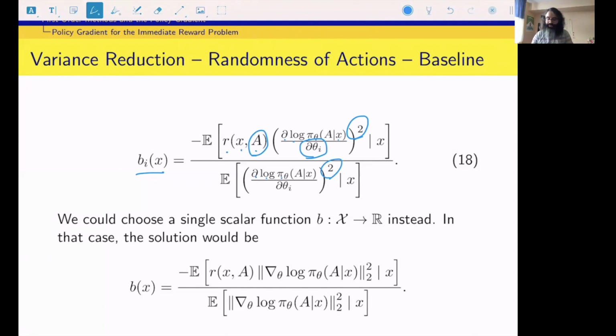So that's what we have. If we only want to choose a single scalar function b, instead of having a separate one for each dimension, the form would be very similar. So we have the norm of the gradient of log of pi.